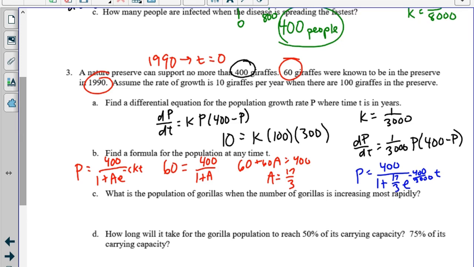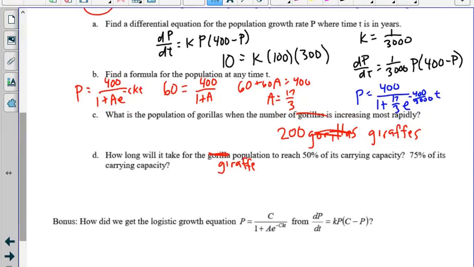What is the population of giraffes when the number of giraffes is increasing most rapidly? We should probably know that is 200 giraffes. Sorry, I forgot to change that part of the problem. And how long will it take for the giraffe population to reach 50% of its carrying capacity and 75% of its carrying capacity?